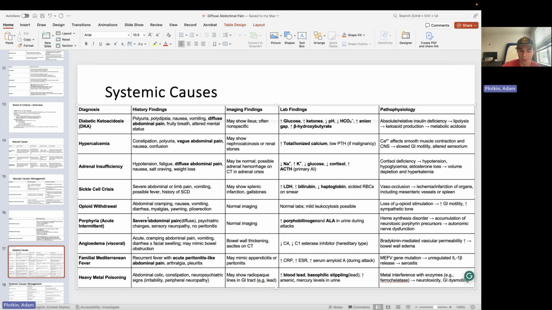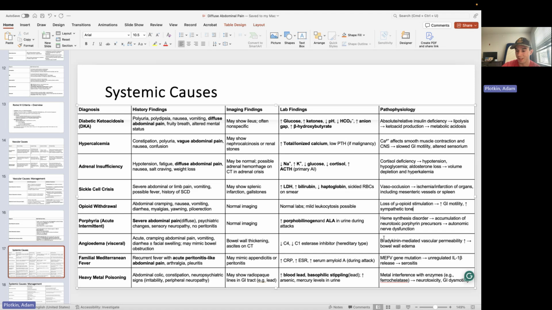Porphyria, we already talked about. I'm not going to go into it again. Angioedema, you'll look for a patient who has acute cramping abdominal pain, vomiting, diarrhea, facial swelling. We'll look on CT. They'll have bowel wall thickening. The lab findings will show a decreased C4, a decreased C1 esterase inhibitor if it's the hereditary angioedema.